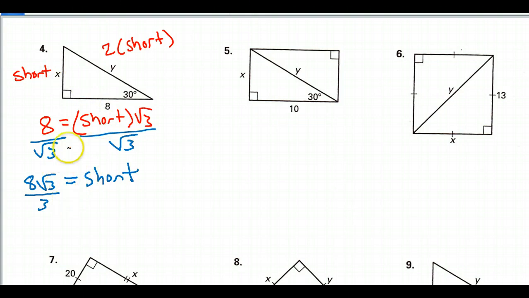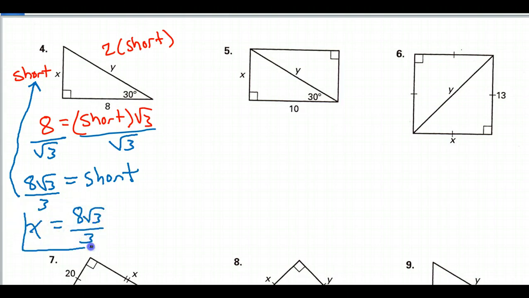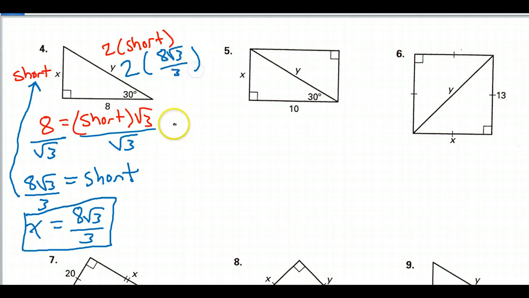So that tells us x right there, because x is the short side. But then y is 2 times the short side, so that's 2 times 8 radical 3 over 3. So that means that y is going to equal 16 radical 3 over 3.